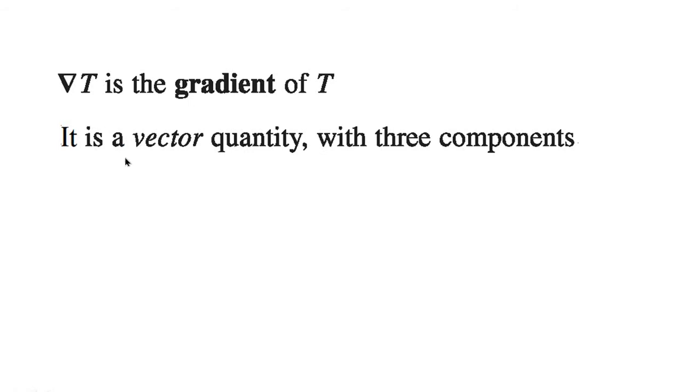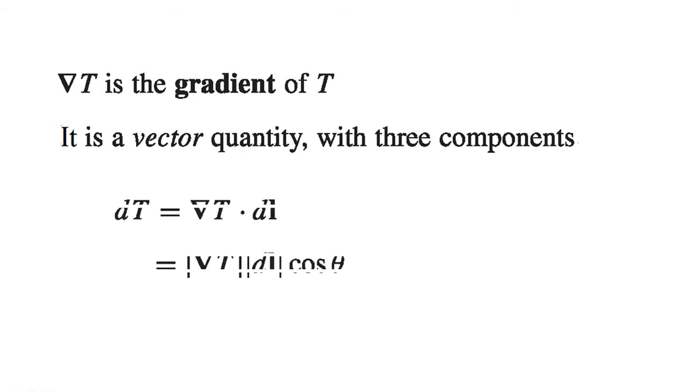Grad T, it is also called. It's a vector quantity with three components. Now dT equal to del T dot dl. So we know that a dot b equal to magnitude of a into magnitude of b into cos theta. Similarly, this is equal to magnitude of del T into magnitude of dl into cos theta.